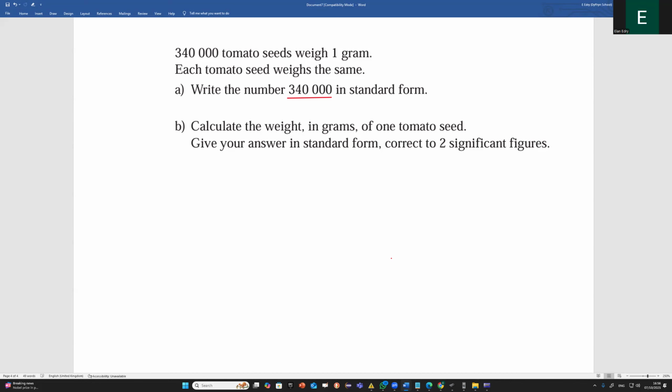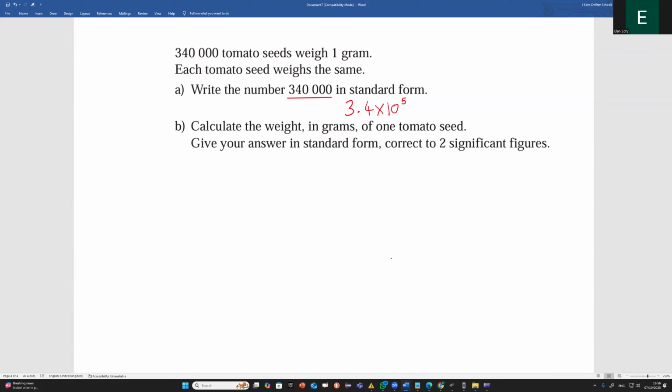3.4 times 10 to the 5? Brilliant. And then calculate the weight in grams of one tomato seed. So what do they say? That's 1 gram.